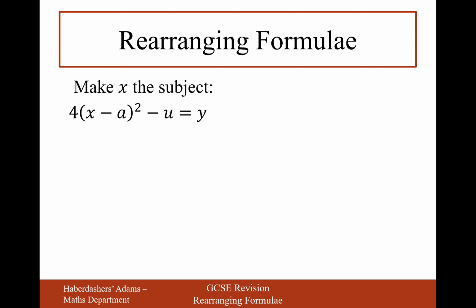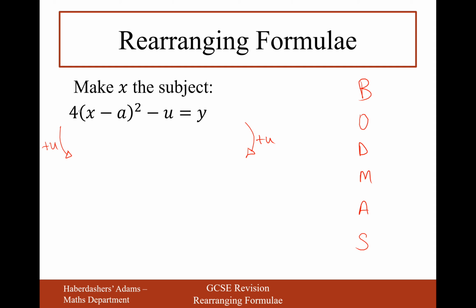Let's move on to the next question, making x the subject here. So if we follow the operations of BODMAS, then I've got a subtraction here, but actually that subtraction is inside some brackets. So actually this subtract a is the thing I need to undo last, because it's in some brackets. I'm going to need to undo this subtract u first. So the first thing I'm going to do here is add u to both sides. Add u.